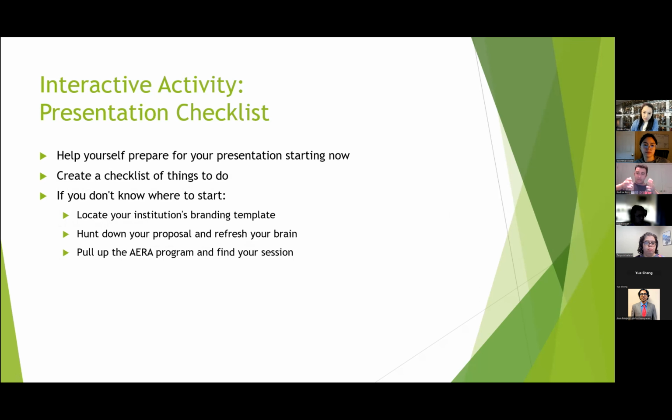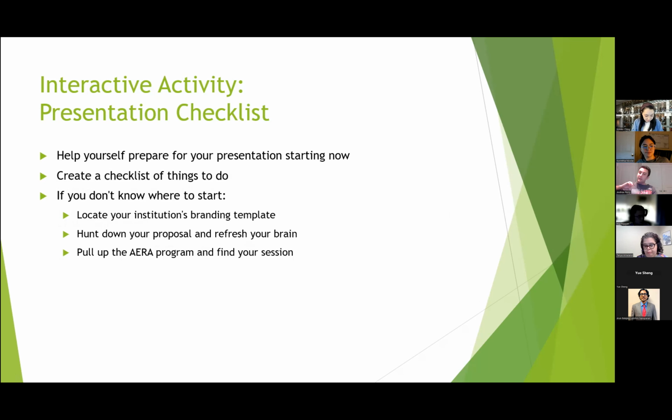And if it's not up, again, you may not be doing a paper session, you may be doing any session, and we don't want to leave you out. So whatever the session may be, write up a little checklist right here in the next few minutes. Write up a little checklist of things that you need to do. Now, if you don't know where to start, you can locate your institution's branding template for your PowerPoint. You can hunt down your proposal and refresh your brain on what exactly you said, because it was several months ago, right? It was last summer we turned in these proposals.